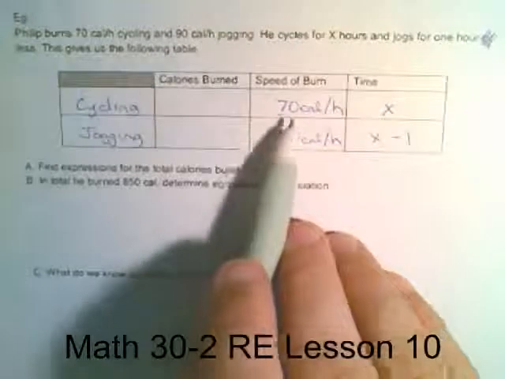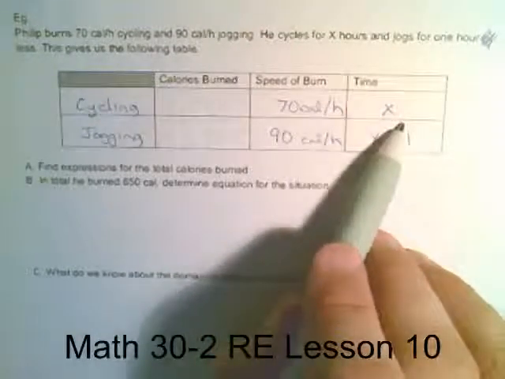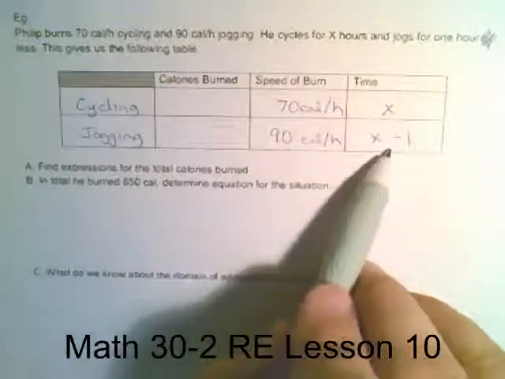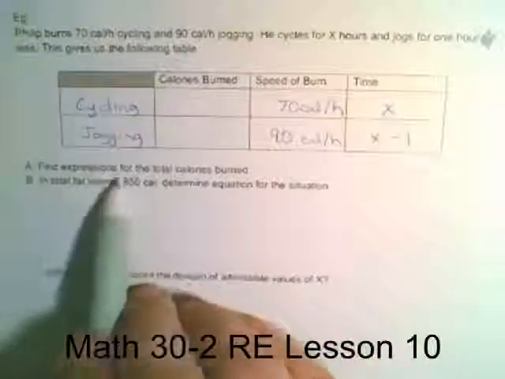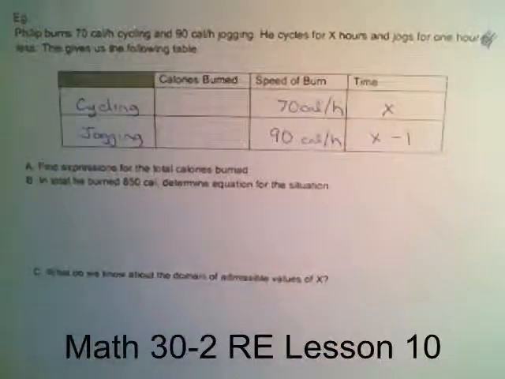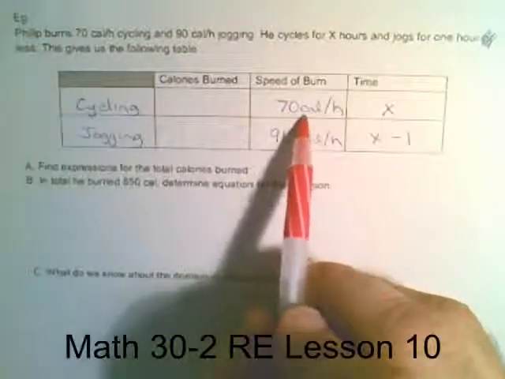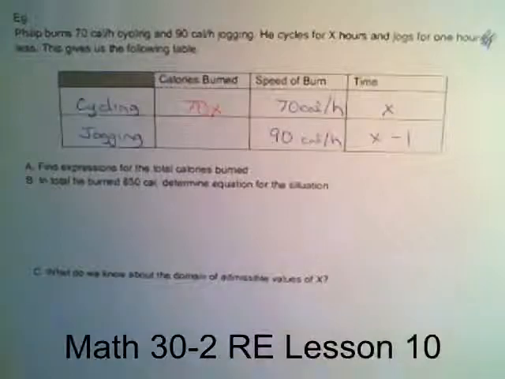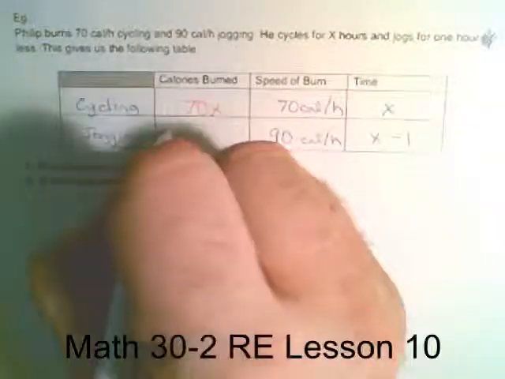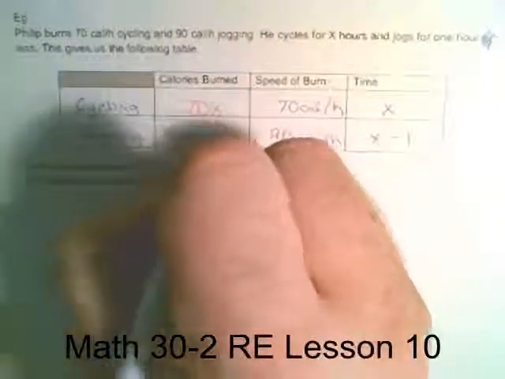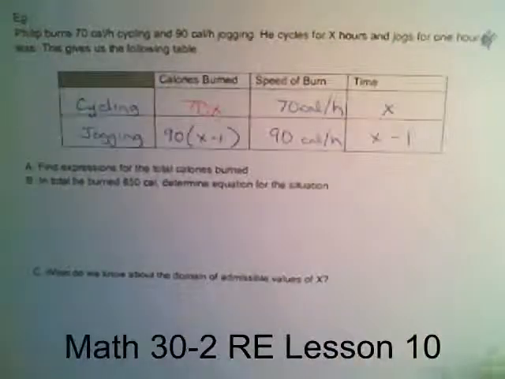Okay. I burn 70 calories per hour cycling. So that's the speed of the burn. 70 calories per hour. Okay. 90 calories per hour jogging. The time: I cycle for x hours. I jog for 1 hour less, so this is going to be x minus 1. Okay. If I burn 70 calories per hour in x hours and 90 calories per hour for x minus 1 hours, find the expressions for the total calories burned.